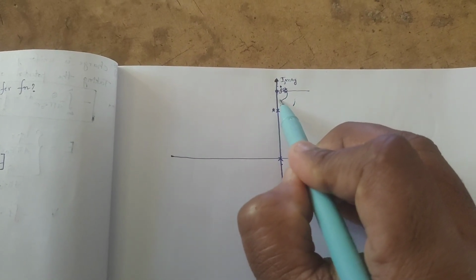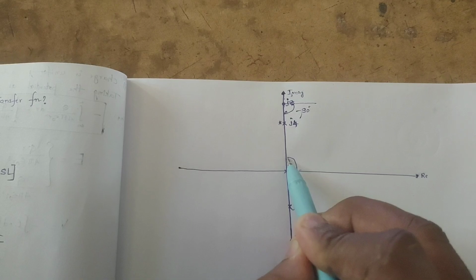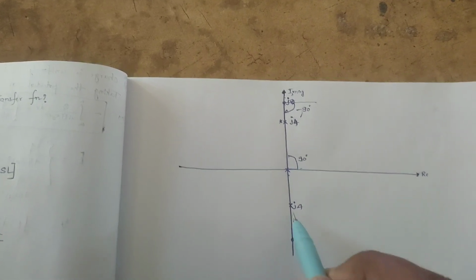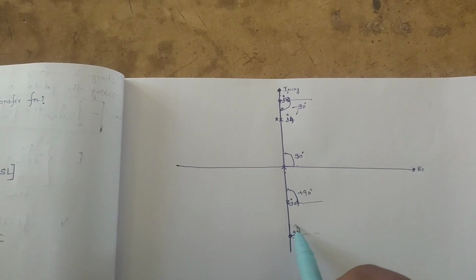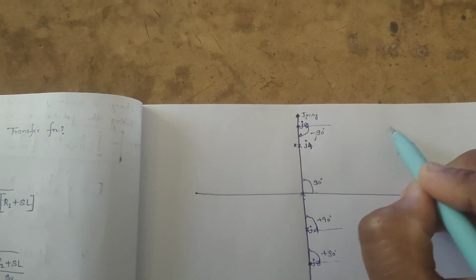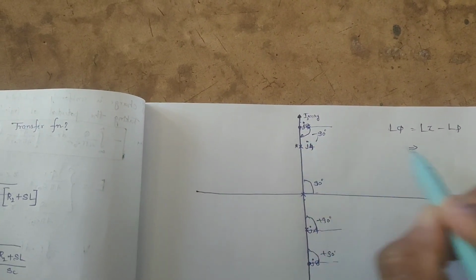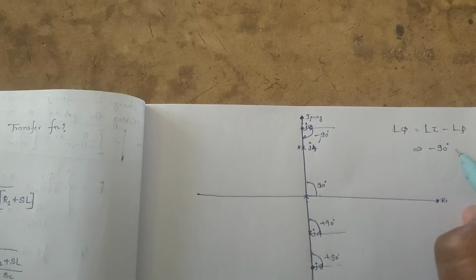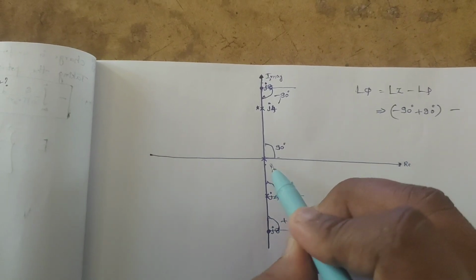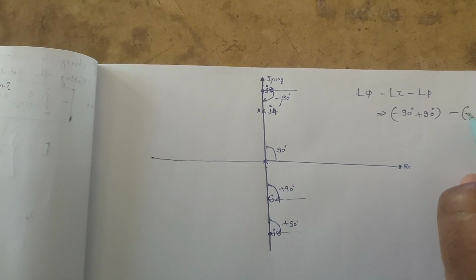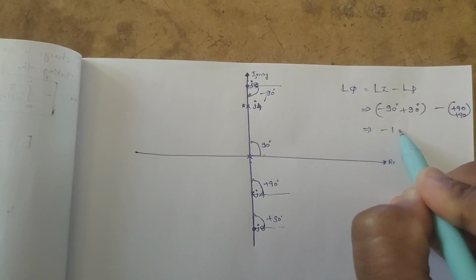By moving this zero to the point of interest, you will get minus 90 degrees, and this moving to the point of interest, you will get plus 90 degrees, and this also anticlockwise plus 90 degrees, and this also plus 90 degrees. We know angle of phi is equal to angle of zeros minus angle of poles. Here the first zero angle is minus 90 degrees and the second is plus 90 degrees, and minus poles, this is plus 90 plus 90, so overall you will get minus 180 degrees.